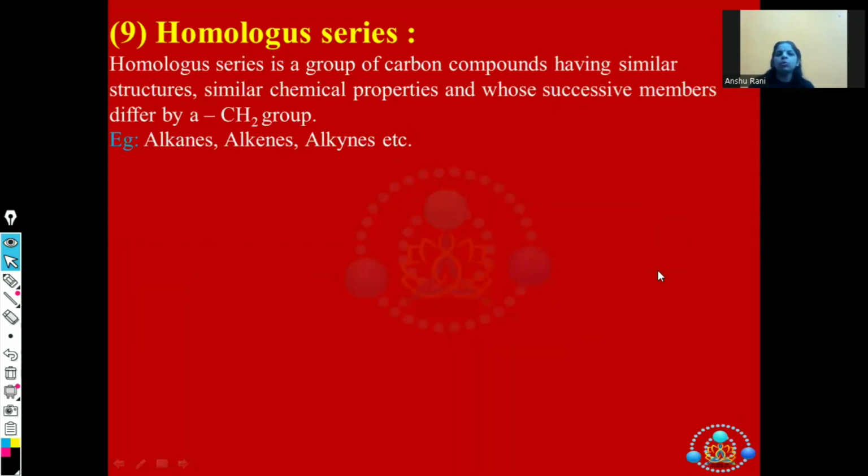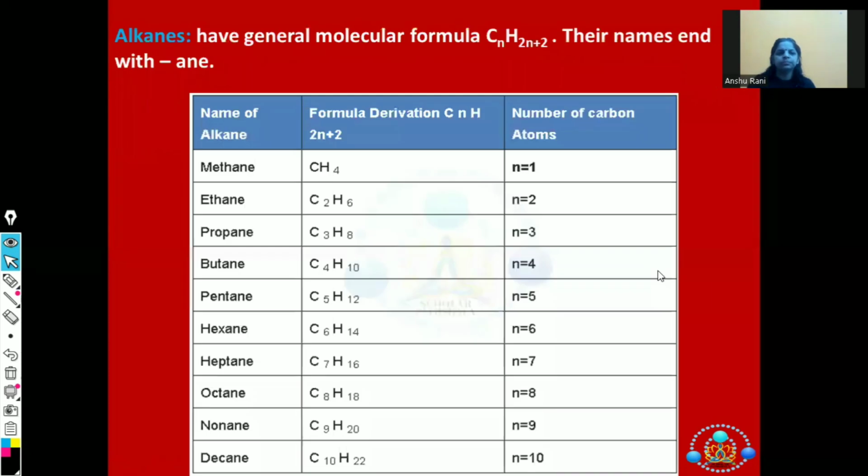Homologous series. Homologous series is a group of carbon compounds having similar structure, similar kind of functional group, and every consecutive member is having a difference of CH2, that is 14 unit mass. We are having alkanes, alkenes, alkynes, and all the functional groups. They are making homologous series.